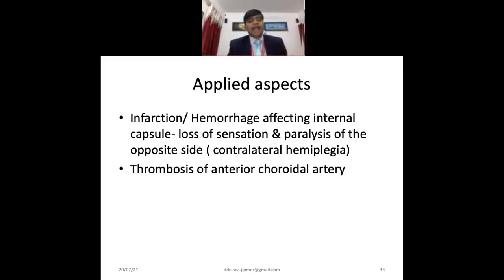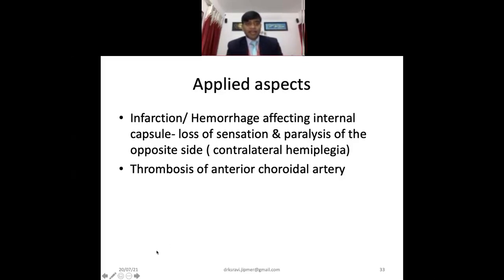So when we talk about the applied aspect, whenever there is an injury to this internal capsule, because all the fibers traverse via this internal capsule, even a smaller injury will have a major effect, right? Whenever there is an infarction or hemorrhage of the internal capsule, there will be loss of sensation and paralysis of the opposite side, that is the contralateral hemiplegia. This happens because of the involvement of the pyramidal and extrapyramidal fibers in the posterior limb. Whenever there is a rupture of the Charcot's artery, there will be cerebral hemorrhage, which is the most common cause of hemiplegia, and I said it may lead to the death of the individual. Apart from that, there may be thrombosis of the anterior choroidal artery, and that may lead to visual or auditory defects. So this is all about the internal capsule.